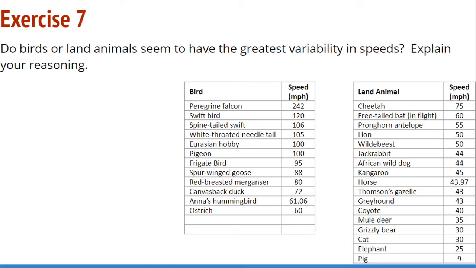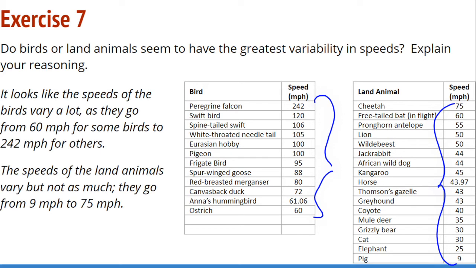So do birds or land animals seem to have the greatest variability in speed? So now we're looking at a layer deeper. We're asking what we see in the way of variability as we look at the actual data. Where do we seem to see the greatest variability?